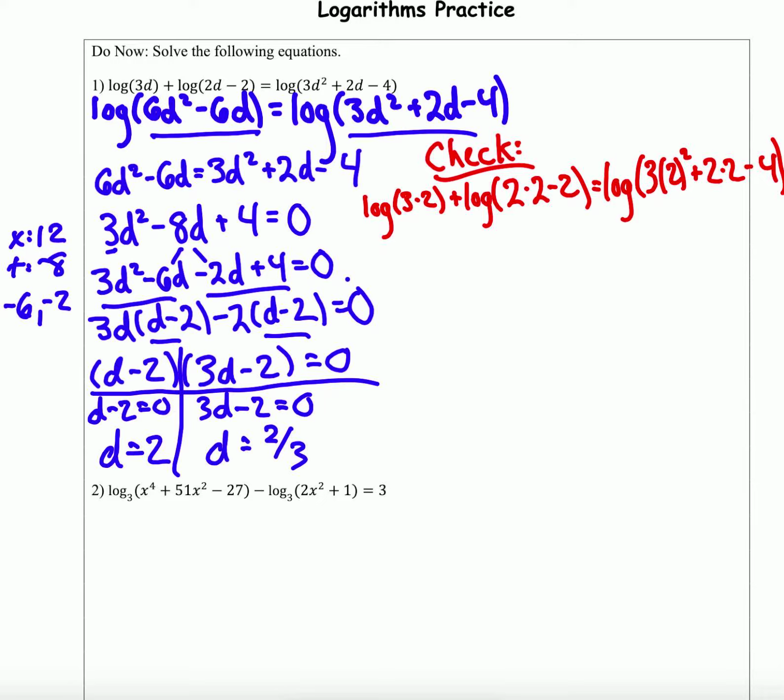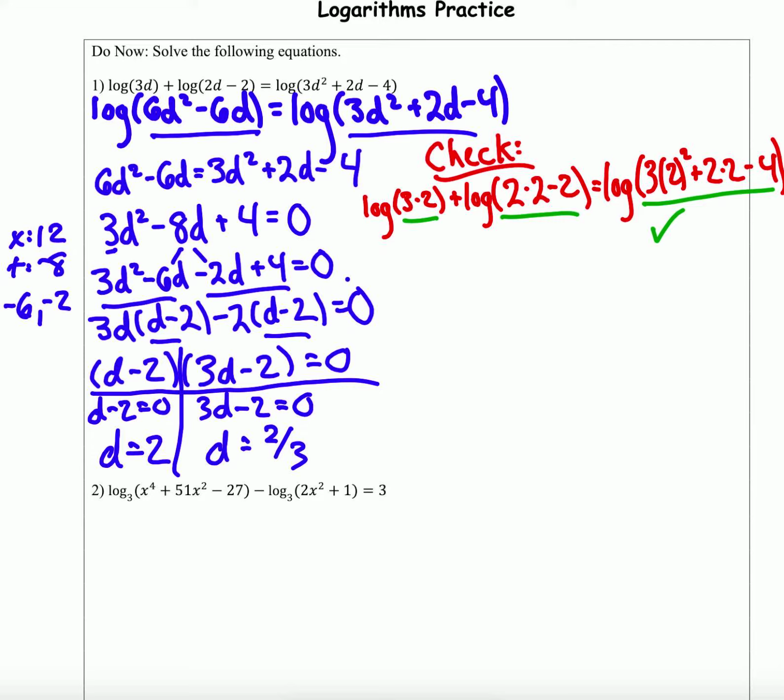You can plug this into your calculator, check it, or you can check it just by looking at the arguments. As you see, every argument's going to be greater than 0, so that's going to work.